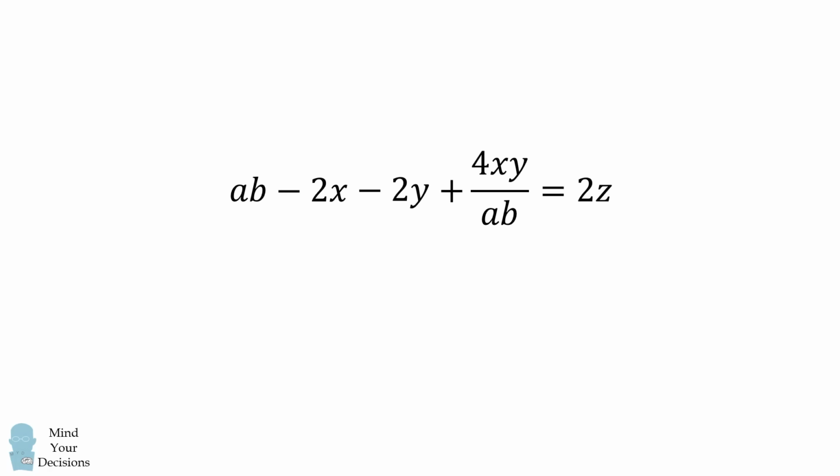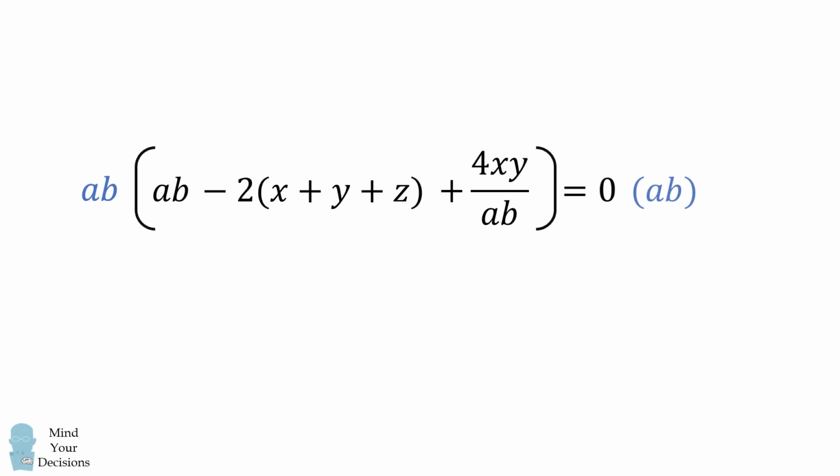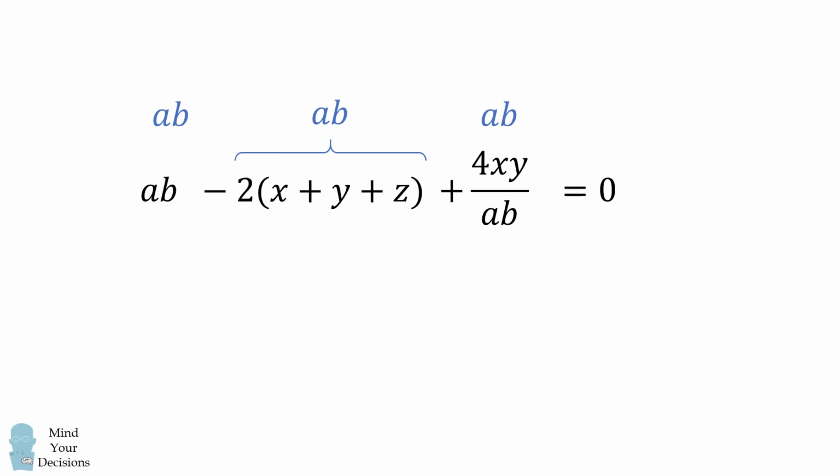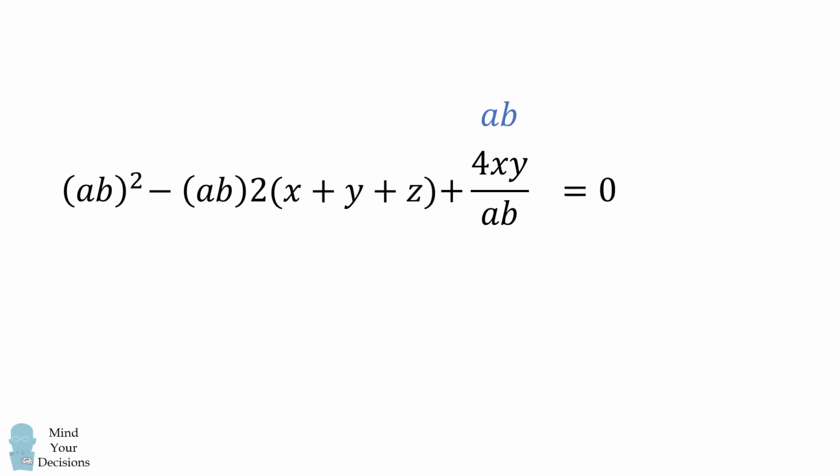The first thing we'll do is we'll subtract 2Z from both sides. We'll then factor a 2 from these three terms. Now, let's multiply both sides by the quantity AB. On the right-hand side, this will vanish because 0 times AB is equal to 0. On the left-hand side, we'll distribute it over three different terms. The first term becomes AB the quantity squared. The second term, we add a factor of AB. And the third term, the denominator of AB will vanish.